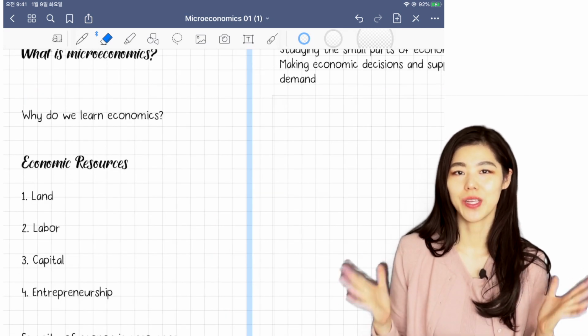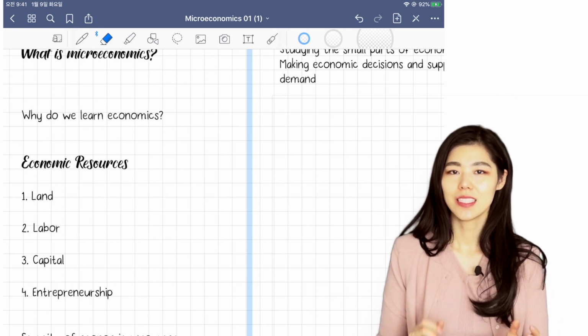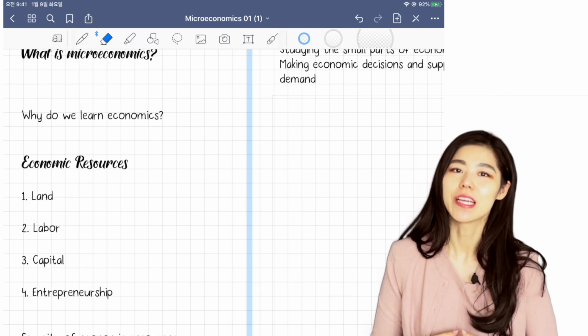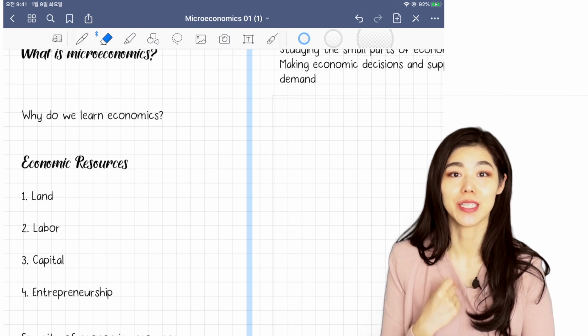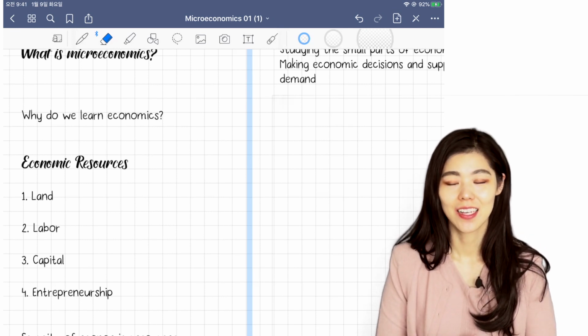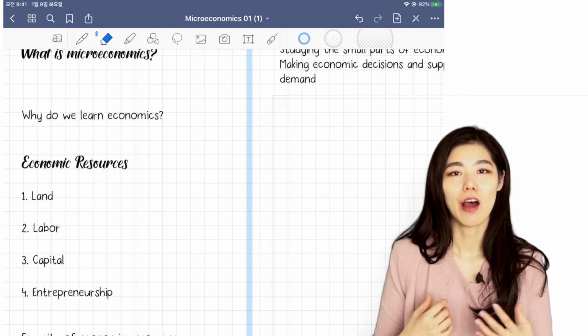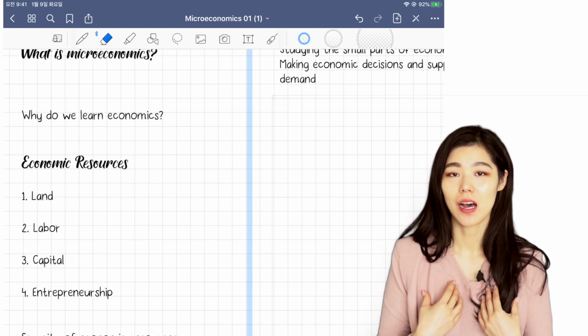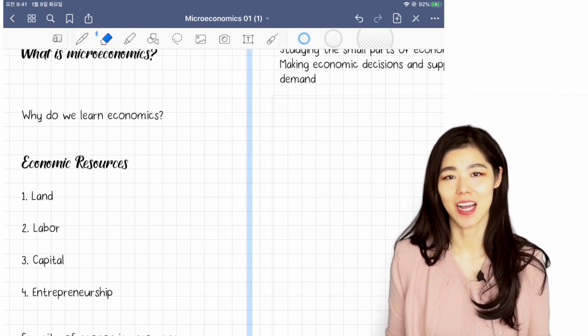Also, why do we learn economics at all? This question is likely to be on the first page of your multiple choice questions. Why do we learn economics? The simple answer is our desire is infinite, but our resources are scarce.